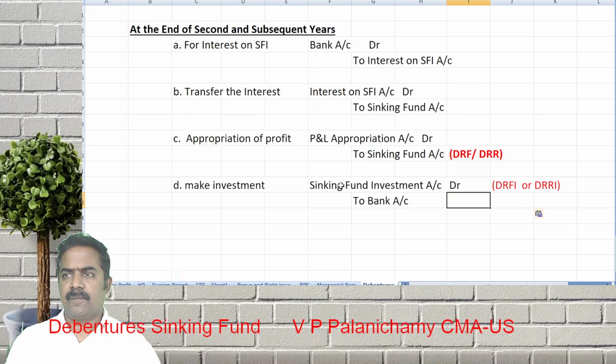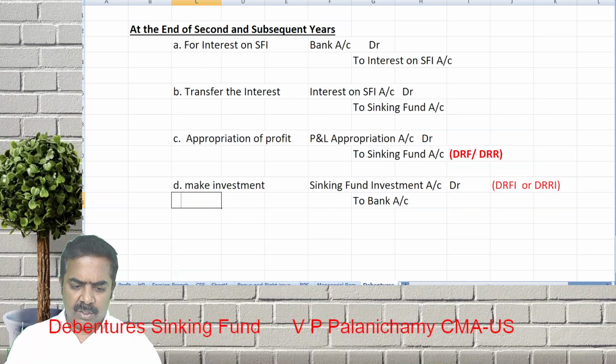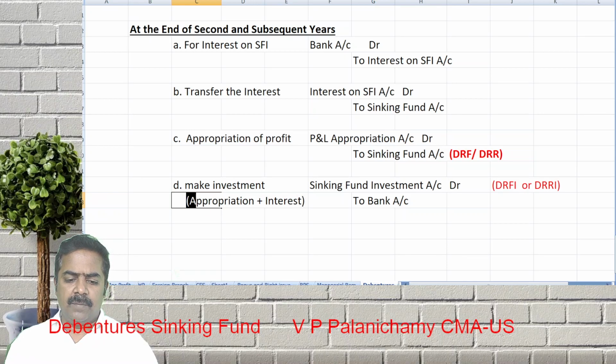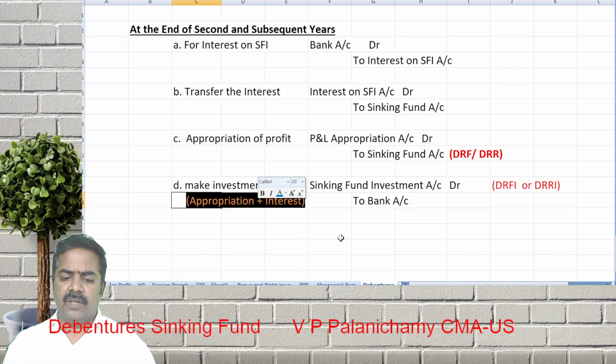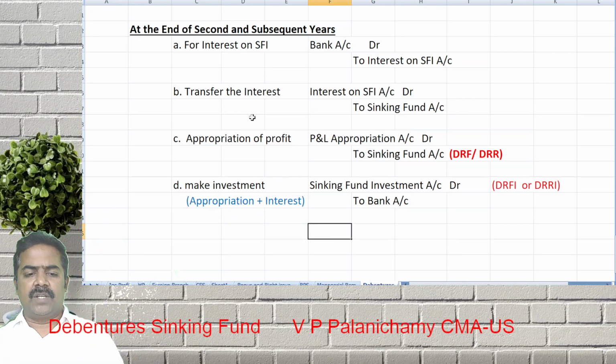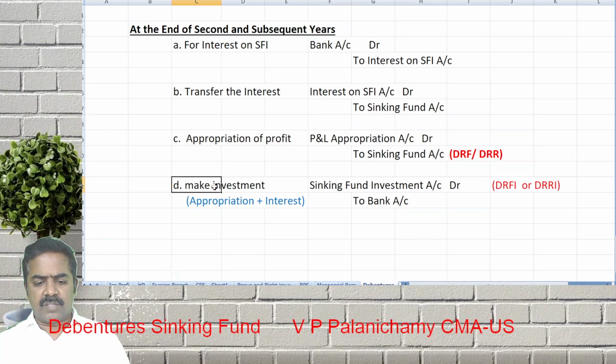What will you invest? Simple. You will invest the appropriation. Appropriation means whatever is transferred from the P&L account plus the interest of that year, you will invest. In the first year, we will be able to invest only the appropriated money, whatever we have taken from the P&L account. From the second year onwards, the investment will be the current year's P&L account amount.